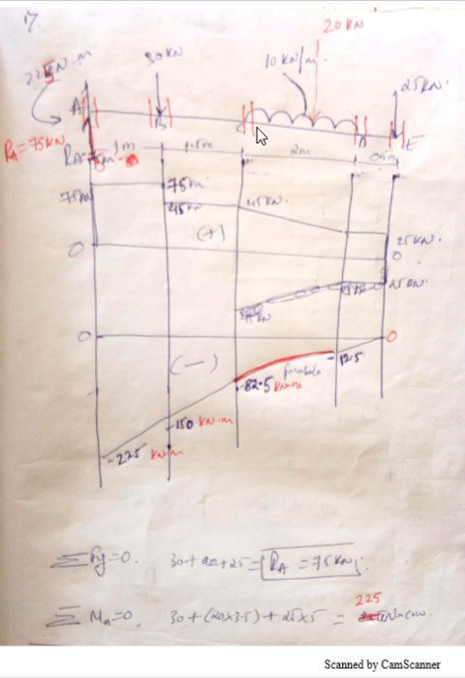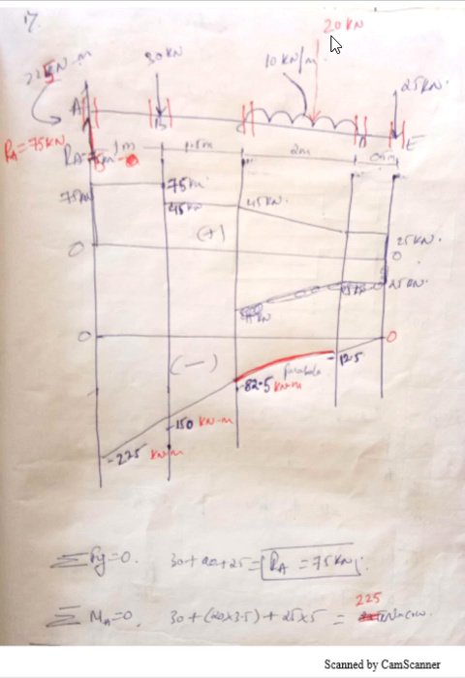From this section to this section, when I move, there is a UDL. Because of the UDL, when I convert it into a point load, a 20 kilonewton force is acting, so it is acting downward, so it will be plus 20. I was having the force of plus 25.